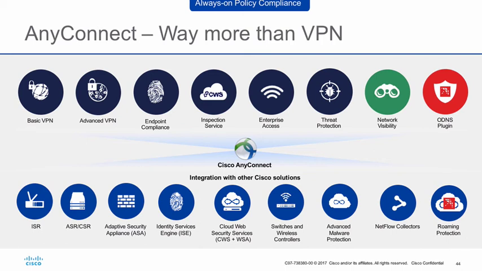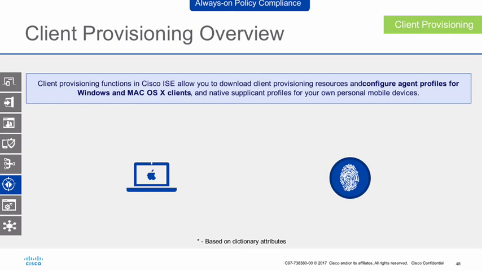It gives visibility, as well as the ability to provide for OpenDNS. So there are a number of different add-on features for AnyConnect that can really shore up customers' networks from a security perspective. Okay. Now, how do we do that? How can we deploy AnyConnect?